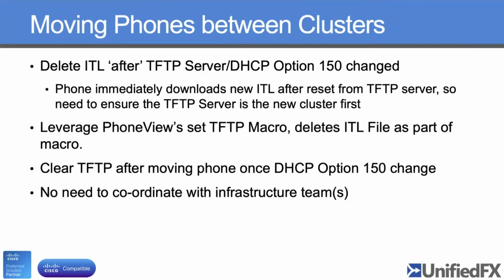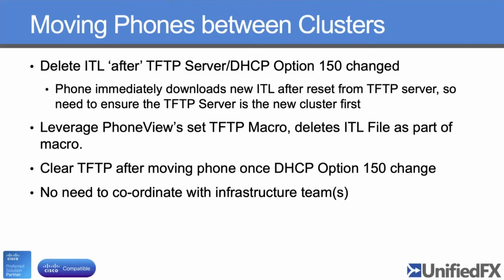But ultimately, this is the key thing for moving phones: you want to delete the ITL file at some point. It needs to be removed from the phone so it will trust the new cluster. Some people may not appreciate it, but just because you update the option 150, the phone's not just going to move. It might pick up the TFTP server for the new system, but the ITL file still remains, and it only trusts the old system, so it won't register. It'll go back to where it was before.